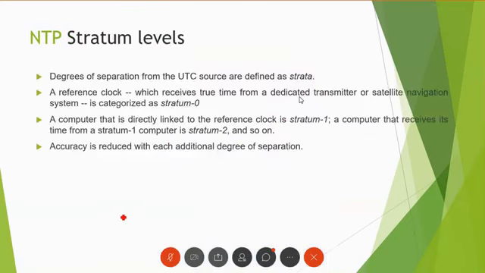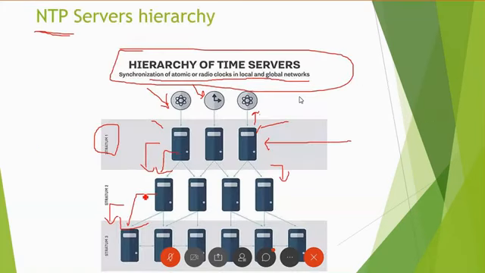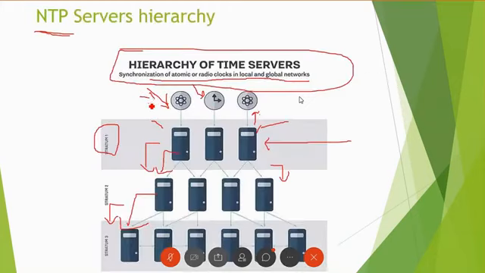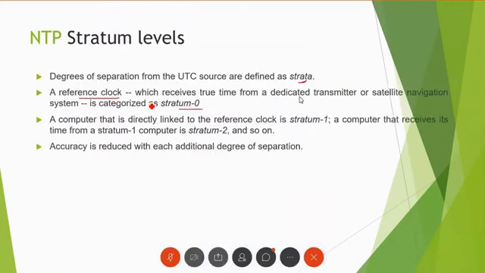And those which are directly connected, you can see here, the degree of separation. As the time moves from stratum 1 to stratum 2, stratum 2 to stratum 3, very slight variation in time happens. Okay. So the degree of separation from the UTC source is defined as strata. Stratum 0 means reference clock. The main reference clock is called stratum 0, which means in this picture, this is stratum 0. Very accurate. The moment you come to stratum 1 or stratum 2 and so on, a very small difference will occur. You can say accuracy is reduced with each additional degree of separation.